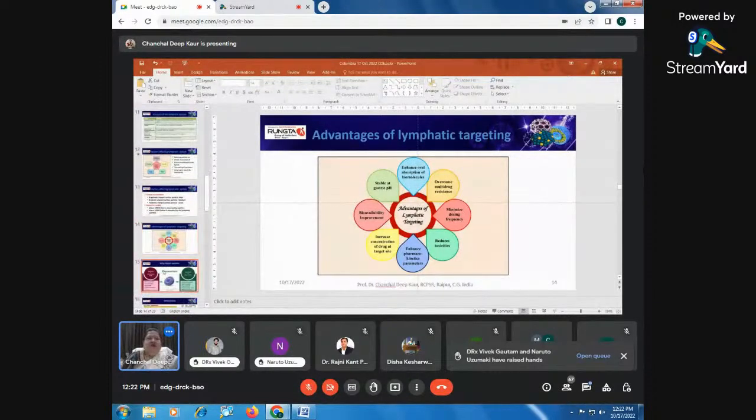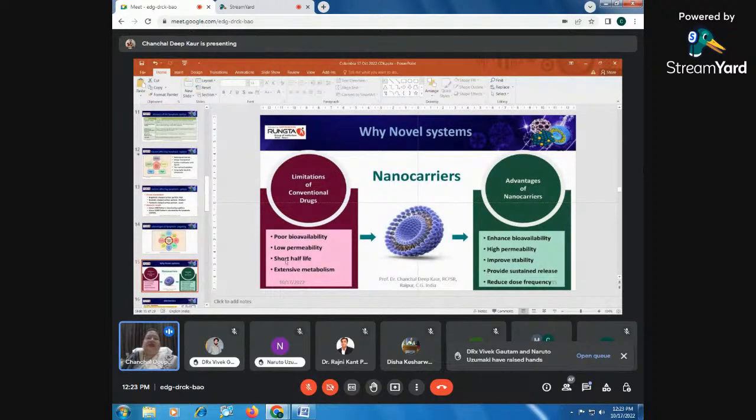Okay. So see, now this is a chart in which we have tried to discuss why novel systems or novel carriers are used. When we used to have conventional drugs, what were the limitations of conventional drugs? Drugs which have poor bioavailability. So what is bioavailability? It is the amount and extent of reaching of drug into the systemic circulation. So if a very small quantity of the drug reaches the systemic circulation, it has poor bioavailability. And if a drug has low permeability, short half-life, or extensive metabolism, then we can prepare novel delivery systems or novel carriers of those drugs.